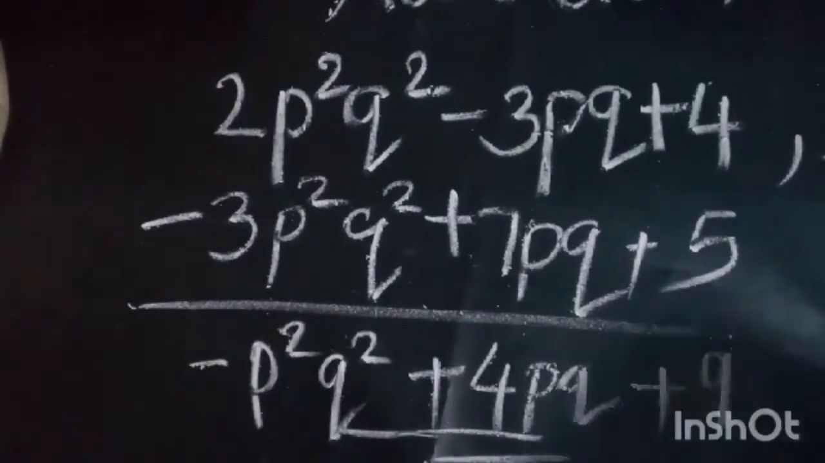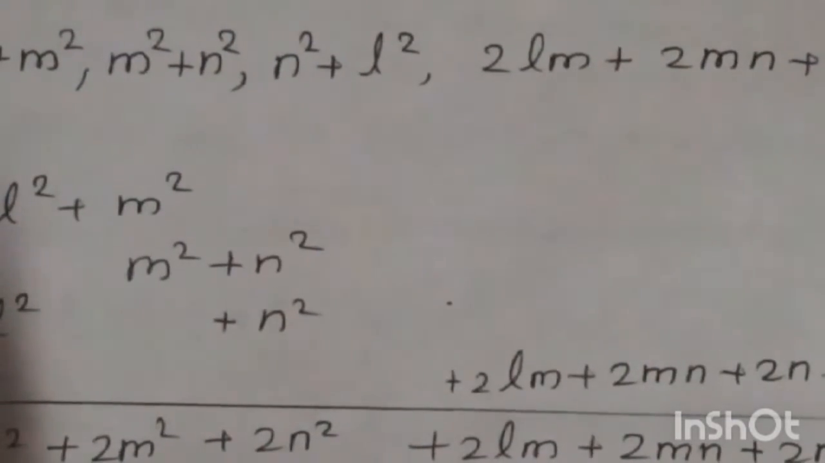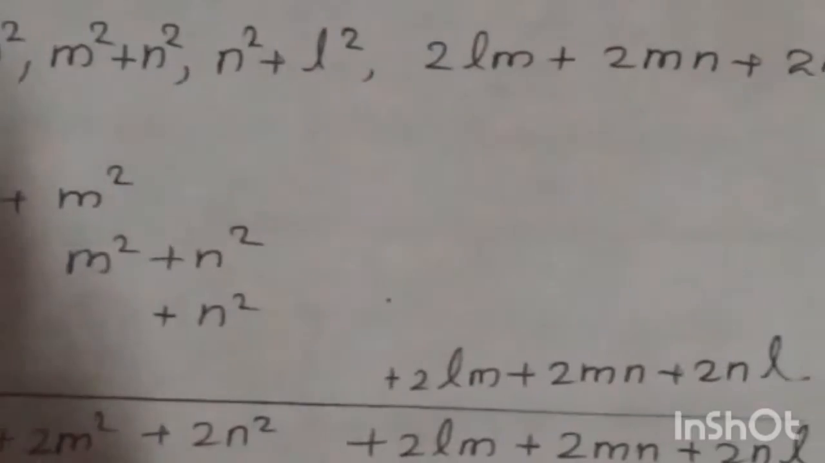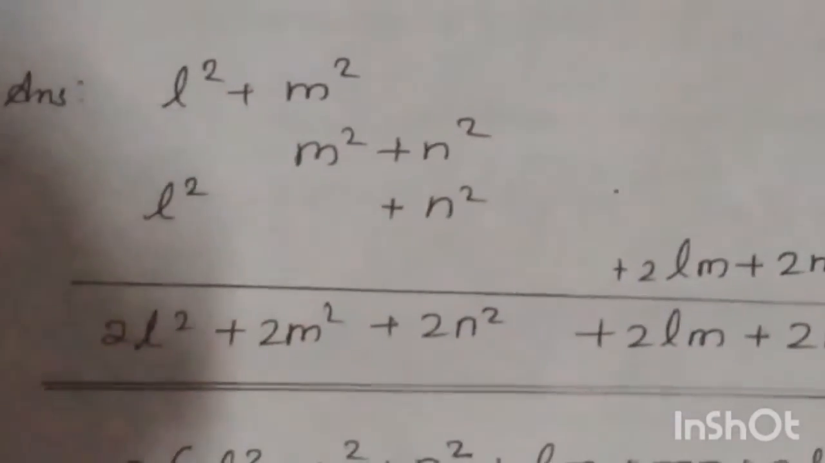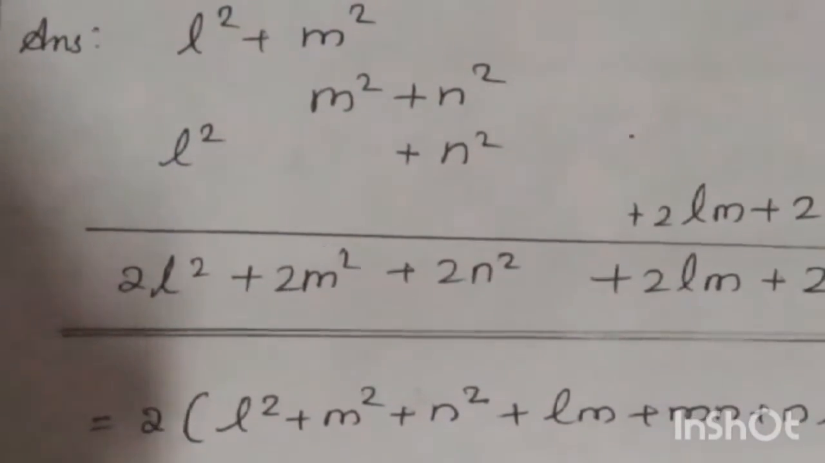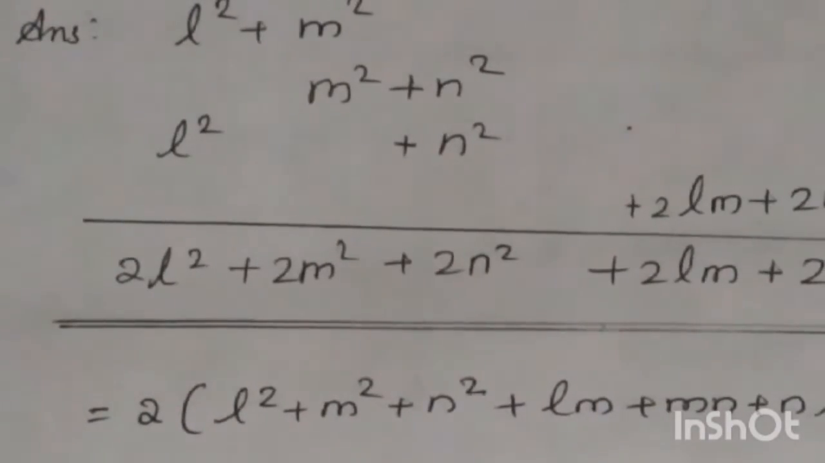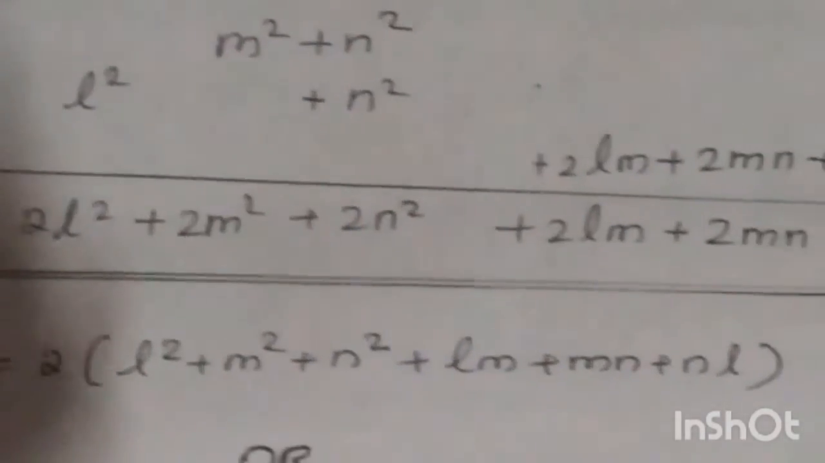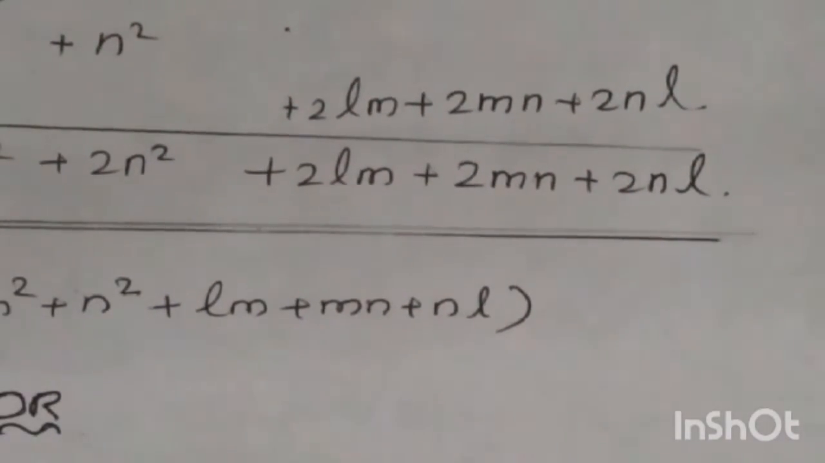Next question: L square plus m square, plus n square plus L square, then 2lm plus 2mn plus 2nl. We can arrange it column wise. See how it is arranged column wise. First L square plus m square. Below that m square plus n square. And below that L square plus n square. And this 2lm plus 2mn plus 2nl does not have any like terms. So we write it separately here.